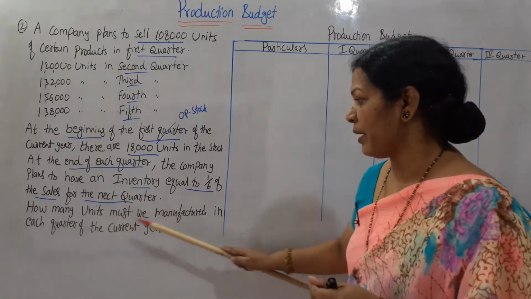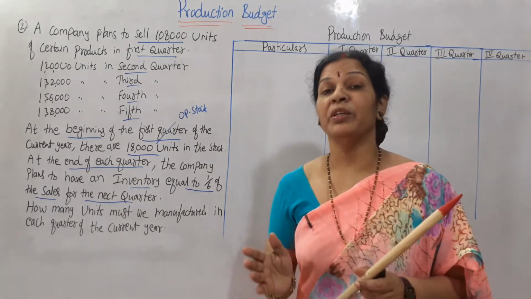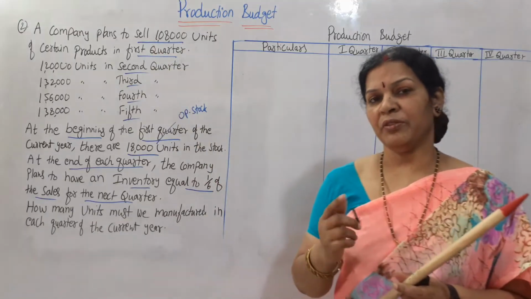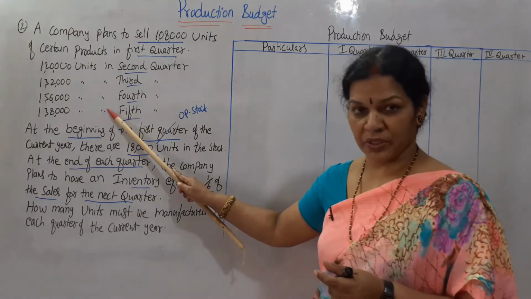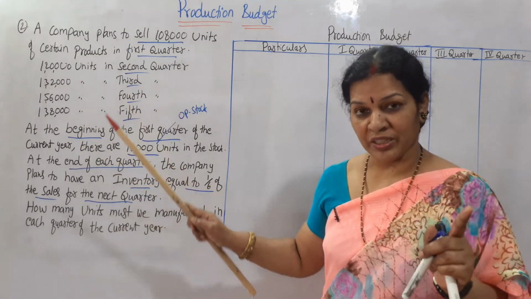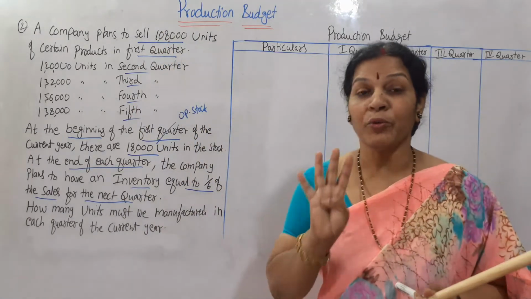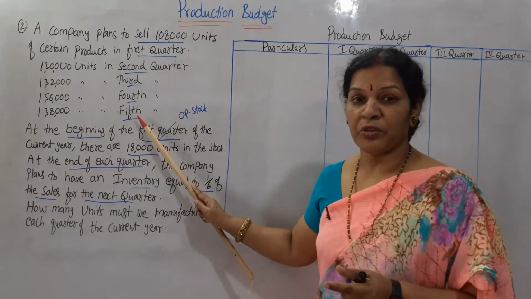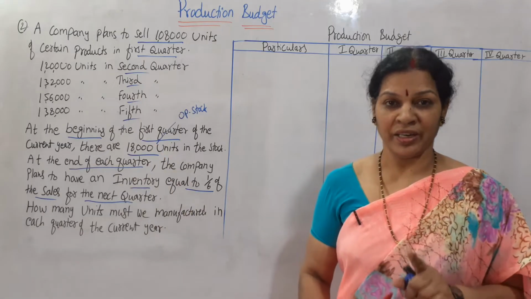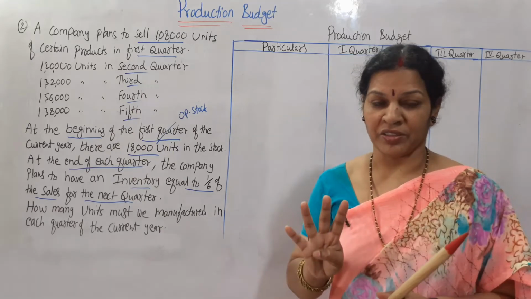How many units must be manufactured in each quarter of the current year? Here, a total of 5 quarters are given. If you want to know the closing stock of the 5th quarter, we need to know the 6th quarter, and the 6th quarter is not there. That is why we are preparing this production budget for 4 quarters only. We are not going to prepare the 5th quarter because we don't know how to calculate its closing stock.